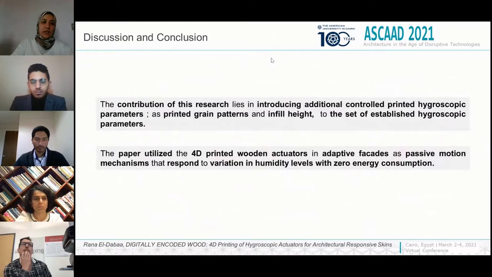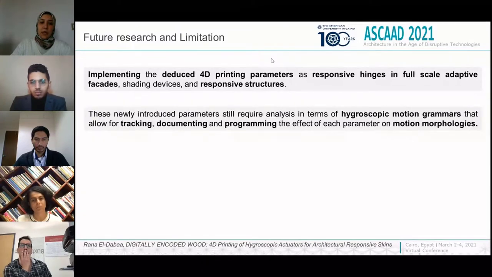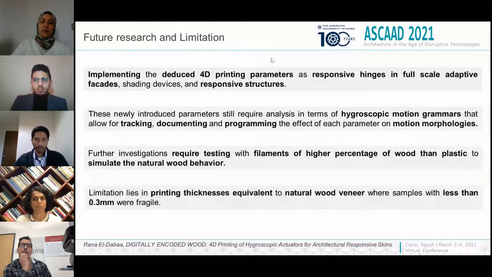For future research, and as a limitation, the reduced 4D printed parameters will be implemented as responsive hinges in full-scale adaptive facade shading devices. These newly introduced parameters are still required to be analyzed in terms of hygroscopic motion grammars to allow for tracking, documenting, and programming the effect of each parameter on motion morphologies. Further investigation is still required, testing with filaments with a higher percentage of wood than plastic to simulate the same natural wood behavior. The limitation mainly lies in printing a thickness equivalent to natural wood veneer, where samples less than 0.3 millimeters were very fragile.